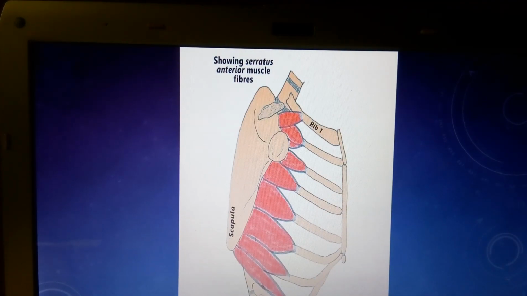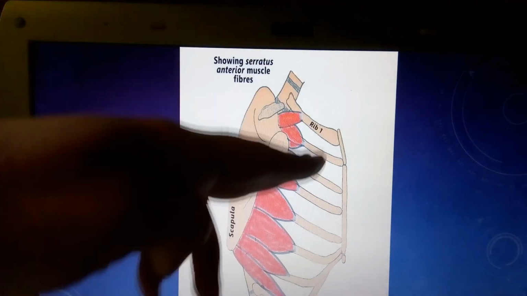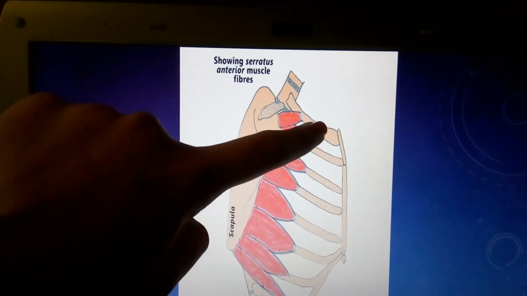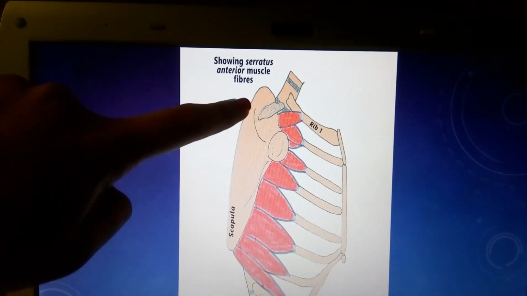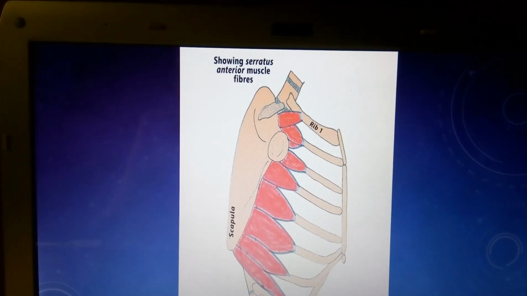Now serratus anterior. Serratus anterior muscle is also called the boxer's muscle. This muscle takes its origin from the first 8 ribs via digitations. The first digitation gets inserted at the superior angle of the scapula, the next 2 digitations get attached to the medial angle of the scapula, and the other digitations get attached to the inferior angle of the scapula. The nerve supply is the long thoracic nerve, also called Bell's nerve. Action: when it contracts, it protracts the scapula along with pectoralis minor muscle. This movement is very important in punching and pushing movements, so that's why it's called the boxer's muscle.